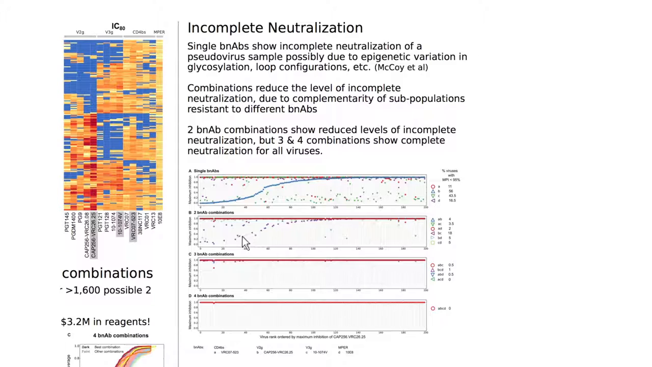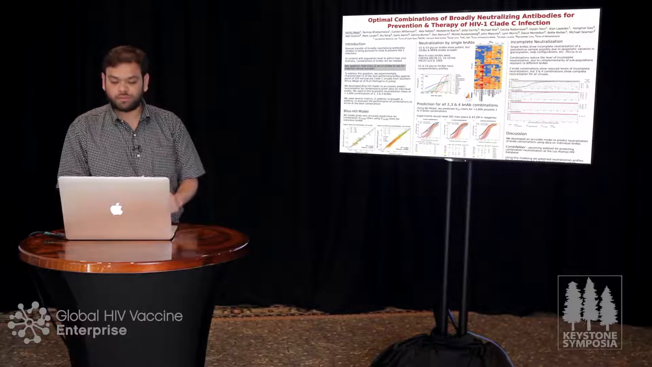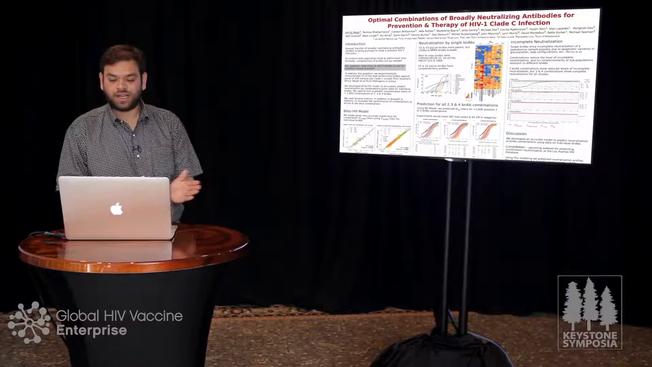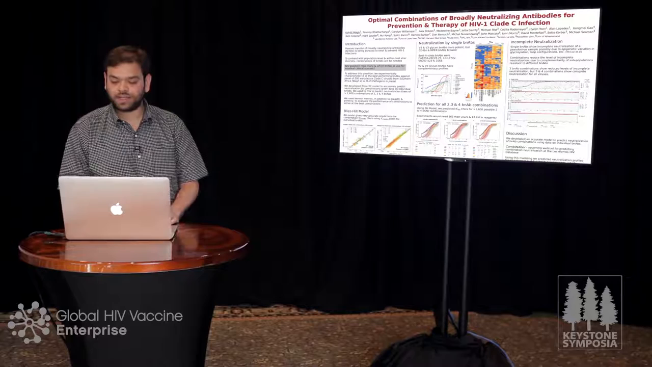When we move to 2 antibody combinations, we see that there is a reduced level of incomplete neutralization. However, there still is some level of incomplete neutralization. Not surprisingly, this is strongest for the combination of V2 and V3 antibodies, which showed respectively the highest and the second highest level of incomplete neutralization on their own. But surprisingly, when we go to 3 and 4 antibody combinations, we see virtually no incomplete neutralization, which suggests that combinations will provide substantial benefit in terms of incomplete neutralization, as well as increasing the potency and breadth over the single antibodies. Let me conclude and raise some points for discussion.